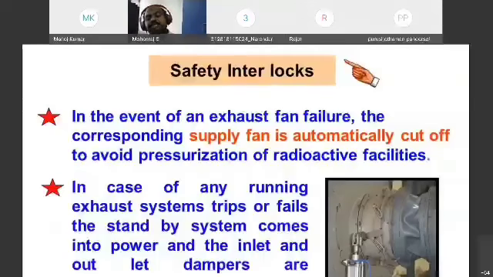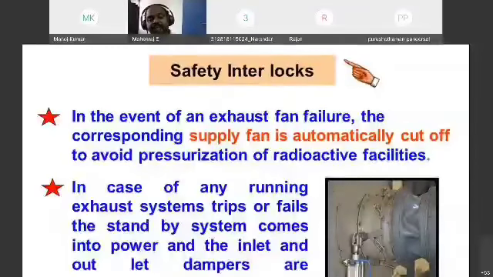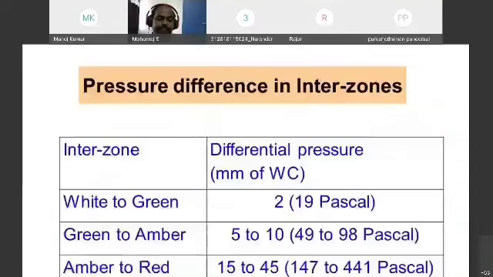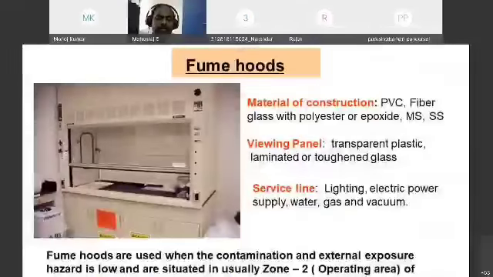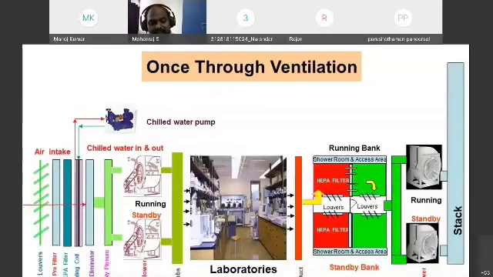Okay. So I said about safety interlocks. Generally, in ventilation I said there are supply blowers and exhaust blowers. What happens in the event of an exhaust fan or blower failure is that the corresponding supply fan is automatically cut off to avoid overpressurization of the radioactive facility. In the slide, this is the supply blower and this is the exhaust blower. Through the supply blower you supply air, and through the exhaust blower you suck air.